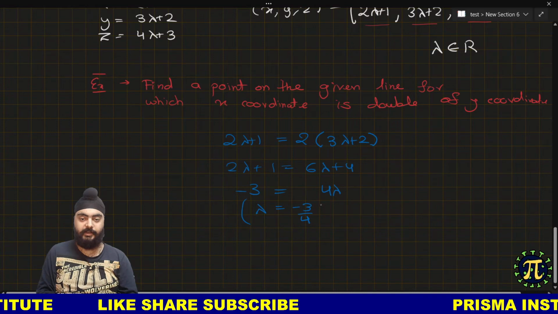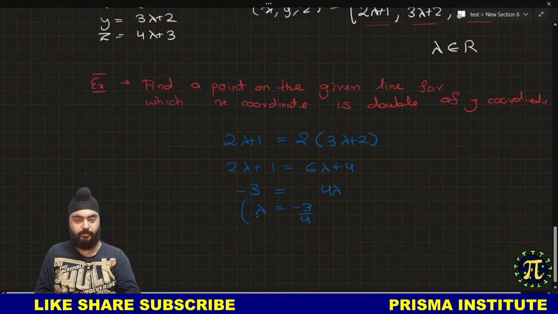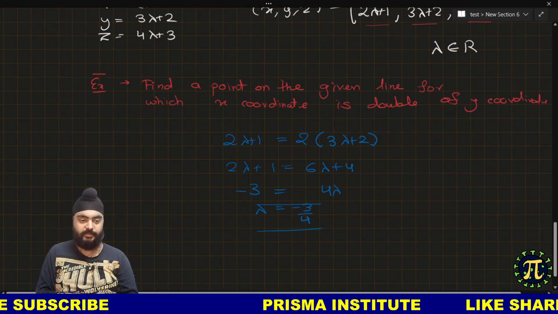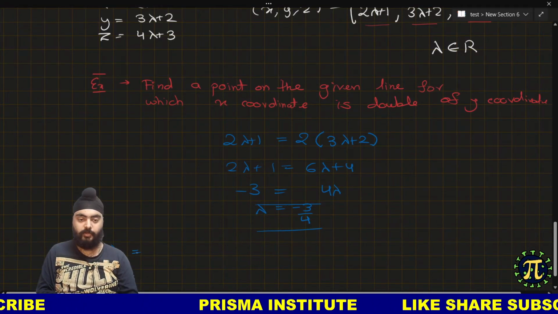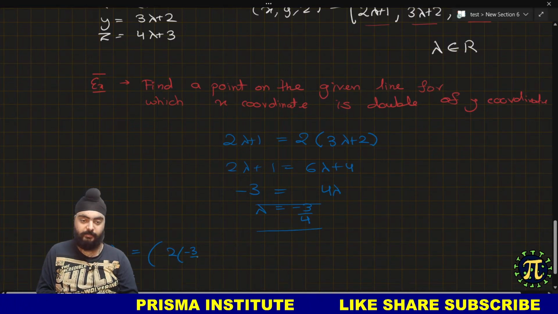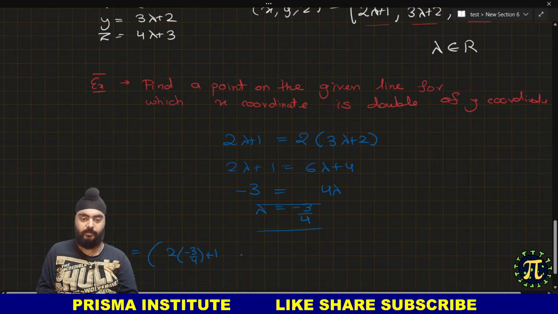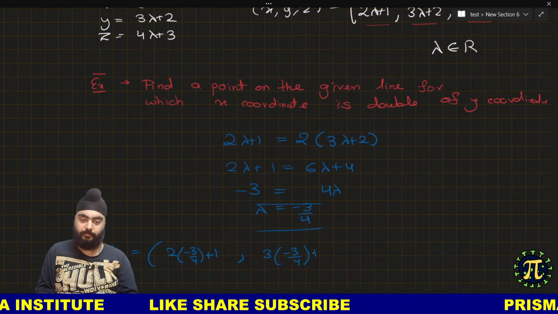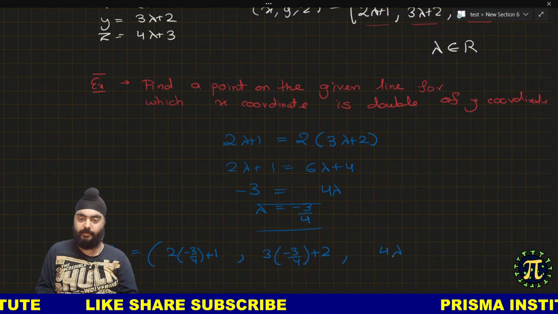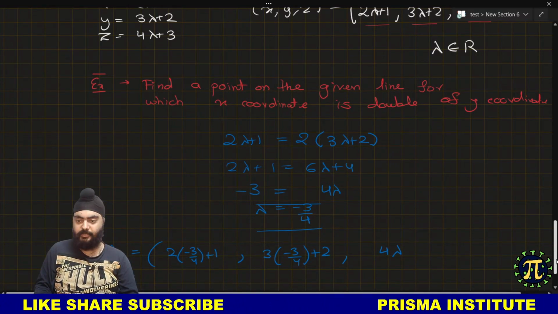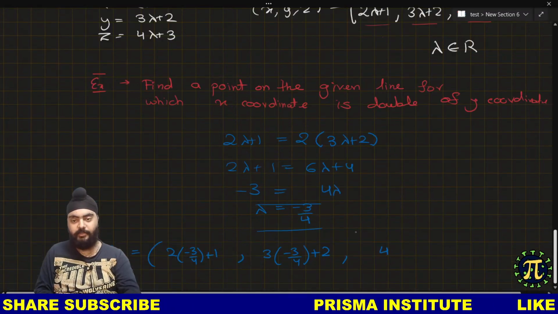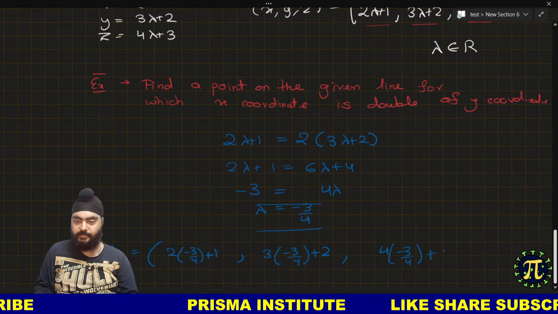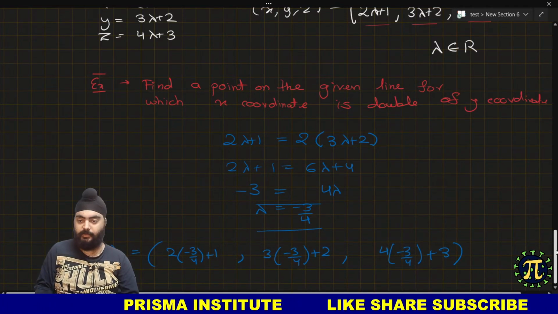Okay, so let's find the coordinate now. The coordinate x, y, z is 2 lambda plus 1. So 2 into minus 3 by 4 plus 1, comma 3 lambda plus 2, 3 into minus 3 by 4 plus 2, and 4 lambda plus 3, so for lambda the value is minus 3 by 4, plus 3. Okay. So what are the results now?